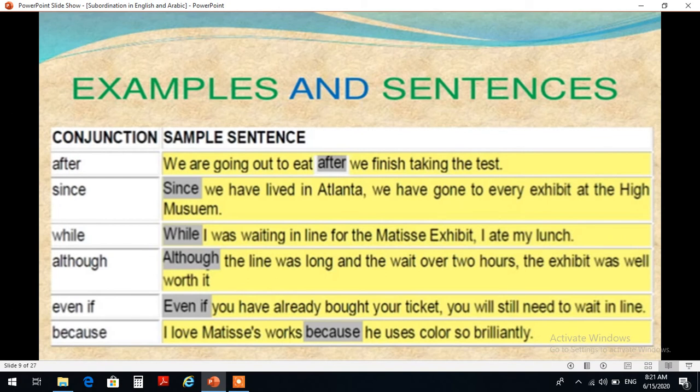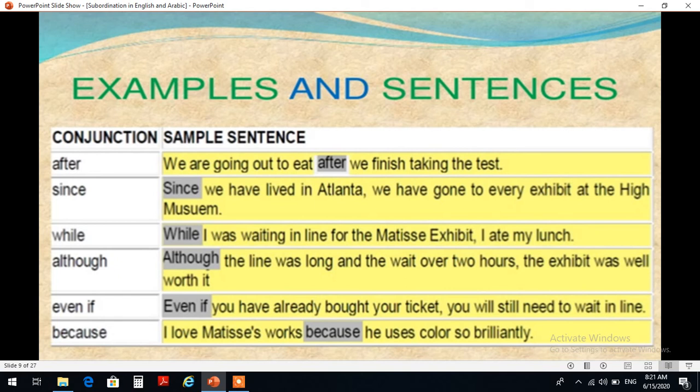Here you have other examples of the use of subordinating conjunctions within sentences. For example, we are going out to eat after we finish taking the test. So after here is a subordinating conjunction. Since we have lived in Atlanta, we have gone to every exhibit at the High Museum. Here we have the subordinating conjunction since.